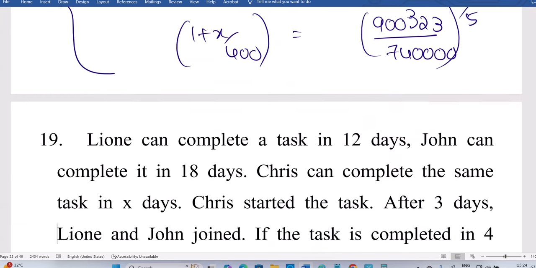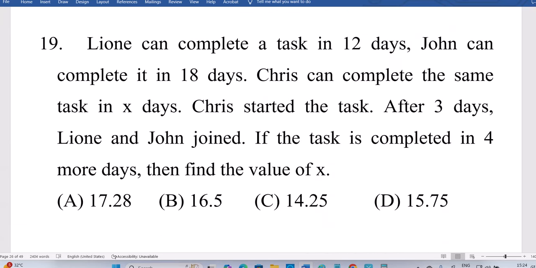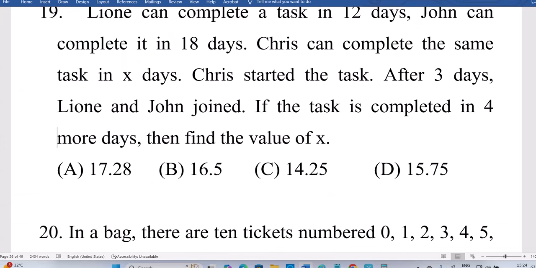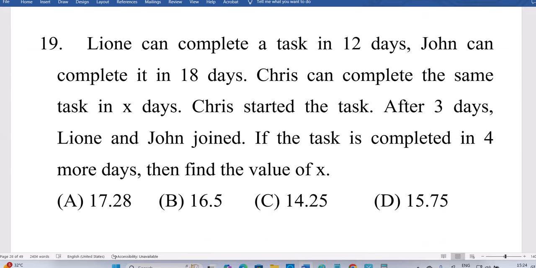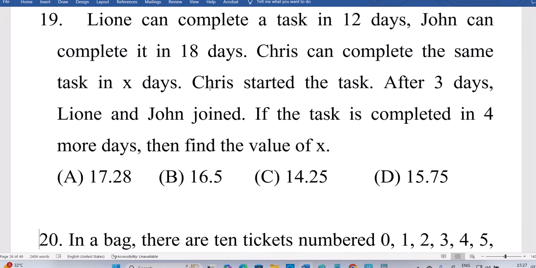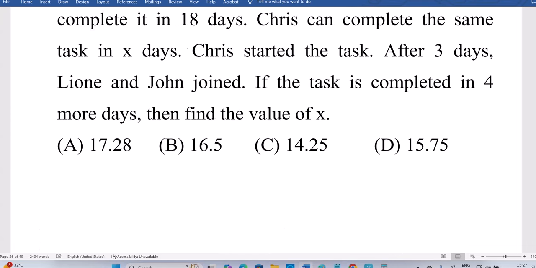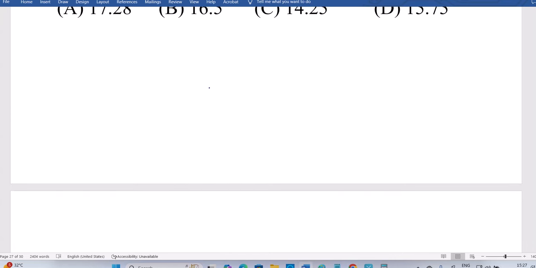Next one, see this question, a time and work question. Everyone solve this question. So let's have a look into this question. Leon can complete the work in 12 days. John can do it in 18 days. Chris can do it in X days. That X value is our target to calculate.